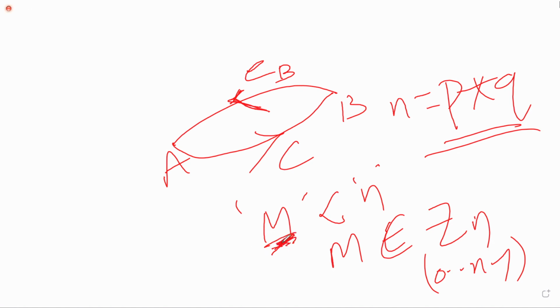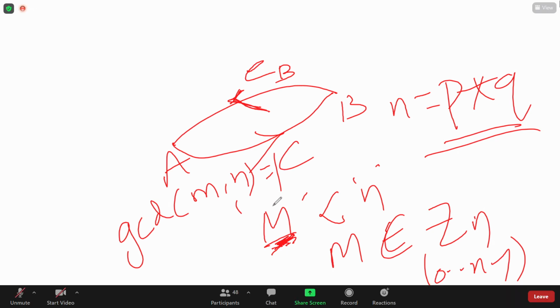So that the GCD of M comma N will be 1. Okay, GCD of M comma N will be 1. And then, how is Alice going to encrypt the message? In order to encrypt the message, Alice will take the message and apply the encryption algorithm using Bob's public key. Okay, using Bob's public key.